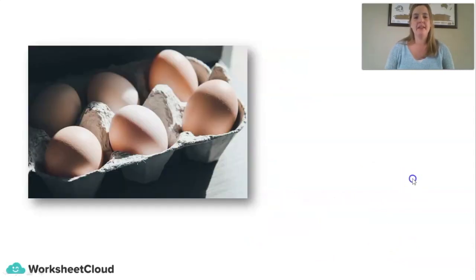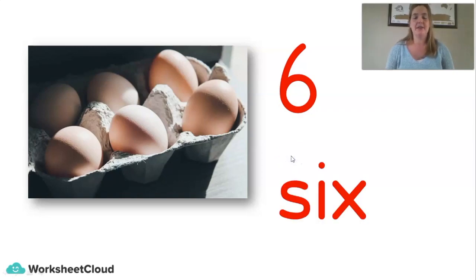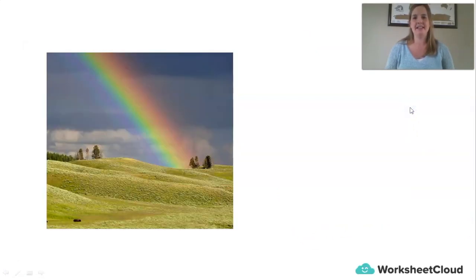Five. What number is this? How many eggs in that box? 6. That's right. There's the number 6. Can you read the word? Six. Very good. 6 eggs, number 6. Word S-I-X, six.